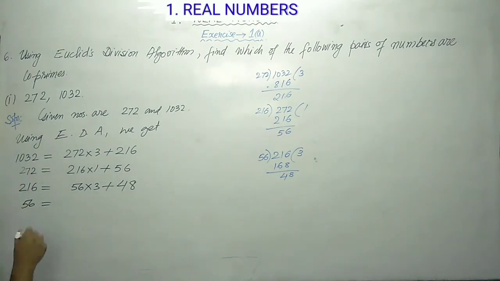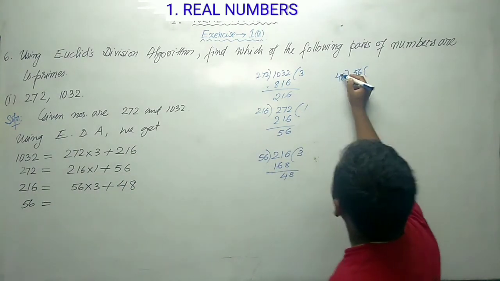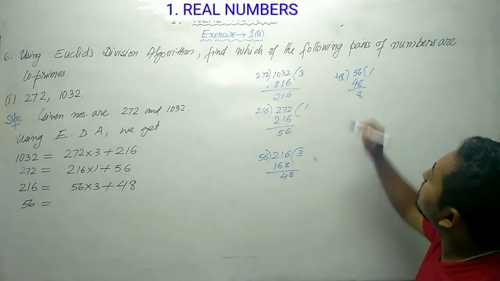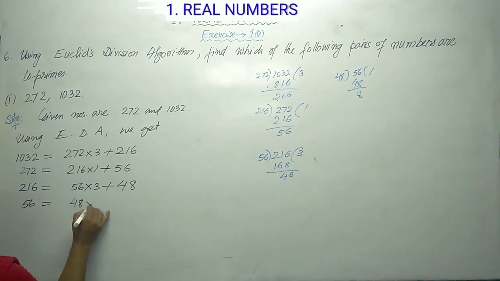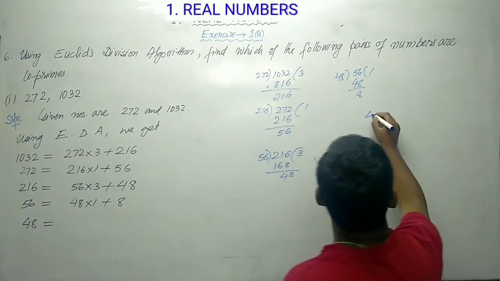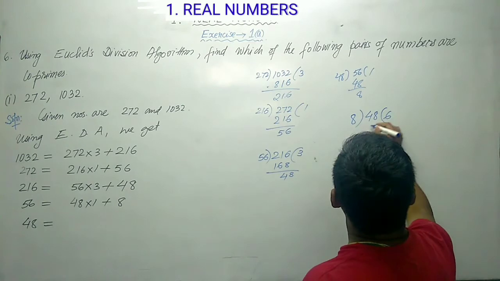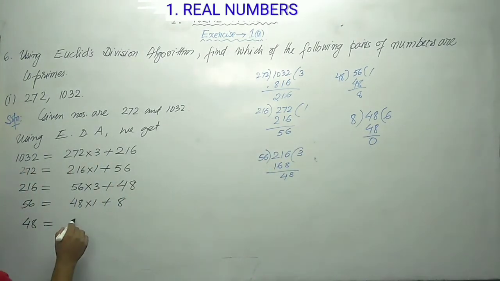Now divide 56 by 48. 48 ones are 48. So the remainder is 8. You can write down 48 into 1 plus 8. Again, divide 48 by 8. 8 6s are 48. Now the remainder is 0. 8 into 6 are 48. Now you got remainder 0. Therefore our HCF is 8.